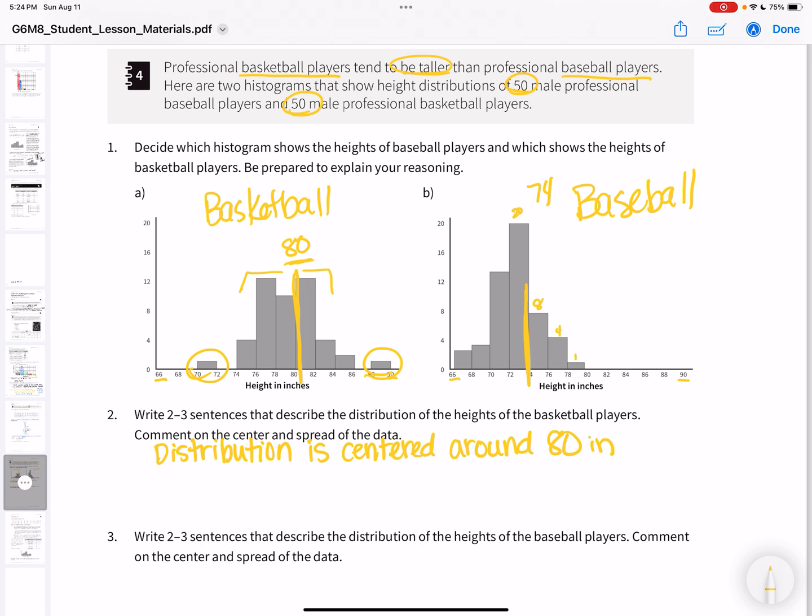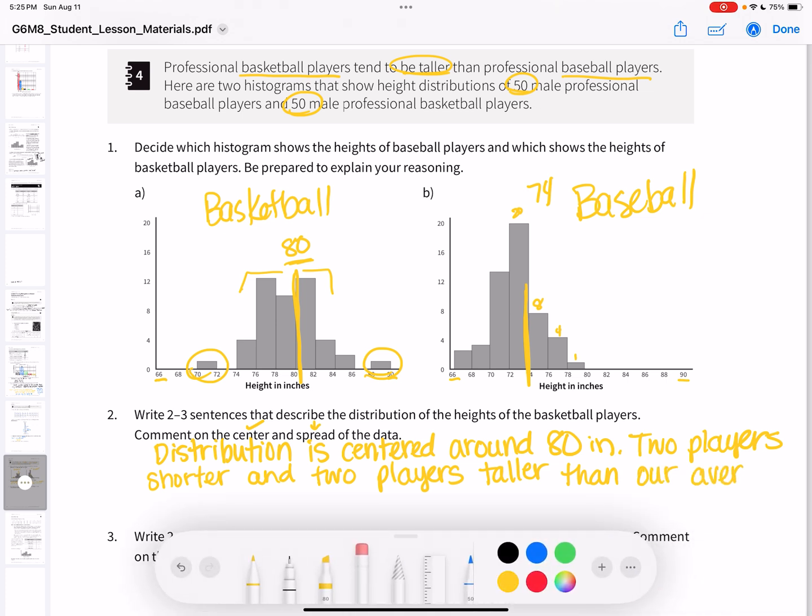Okay? Now, we've talked about the center, let's talk about the spread. We have 2 players shorter and 2 players taller than our cluster, than our average. Oh, not average. Let's call it typical because that's the word they like to use. Our typical distribution.